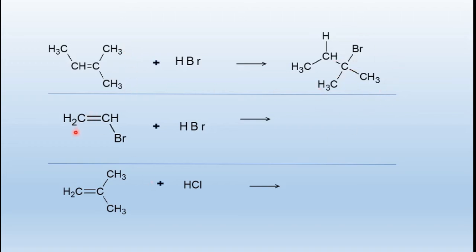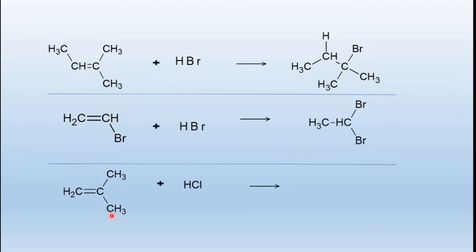In the next example, you have CH2 double bond CHBr and the reagent here is HBr. Again, the negative part of the reagent will be the bromide ion. So what do you think? Where will it go? Definitely to the carbon having fewer hydrogen atoms, right? So the product will be this one.